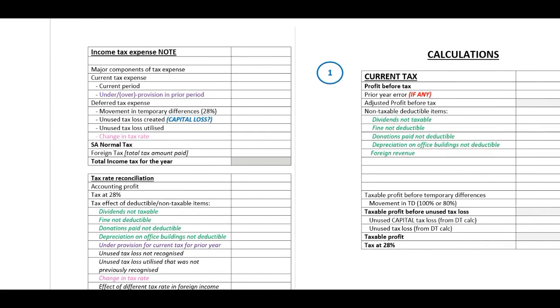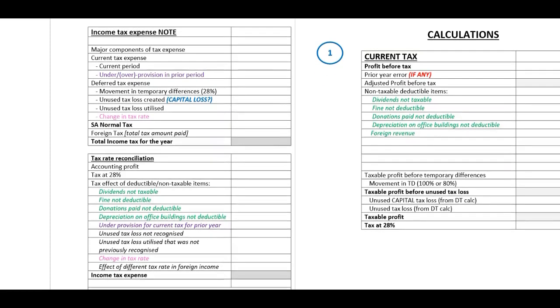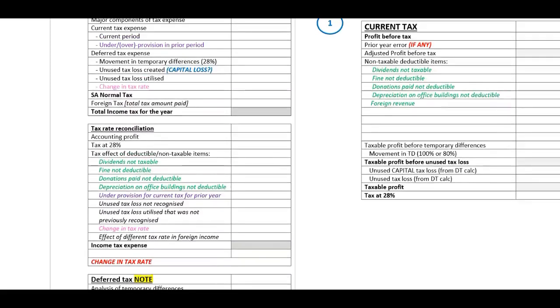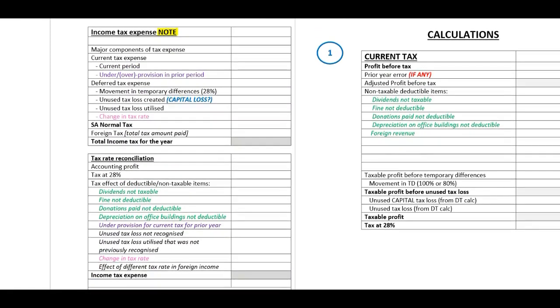Okay, so when we look at this, as I have mentioned, the standard indicates to us that we need to include our income tax expense note and our deferred tax note. Remember, this is a template, therefore you need to make this your own. You will identify that I have worked with a few colors for you to be able to identify similar principles.